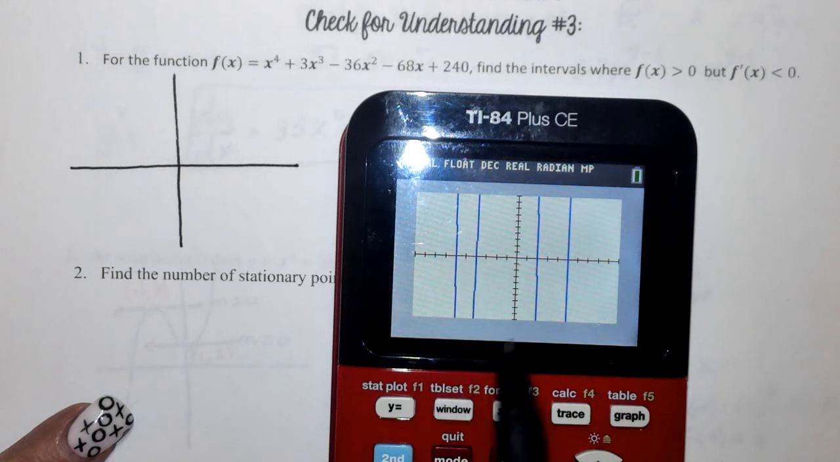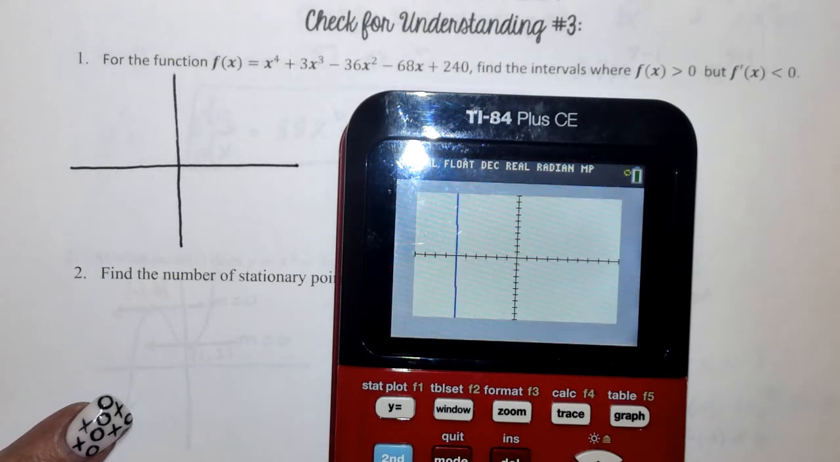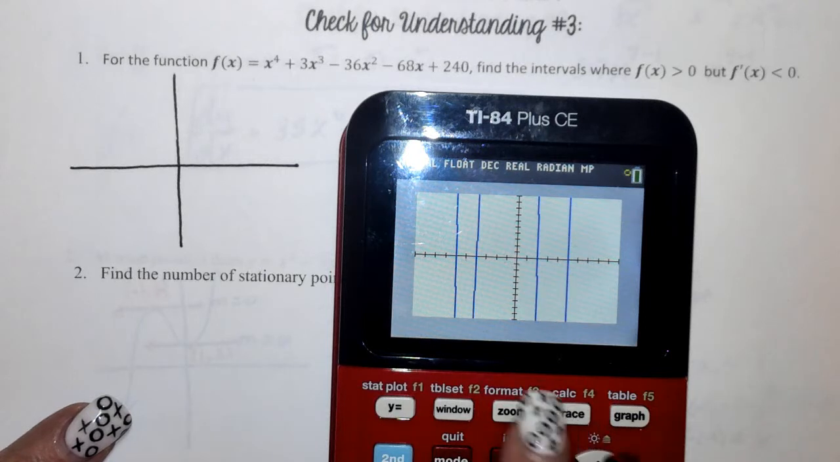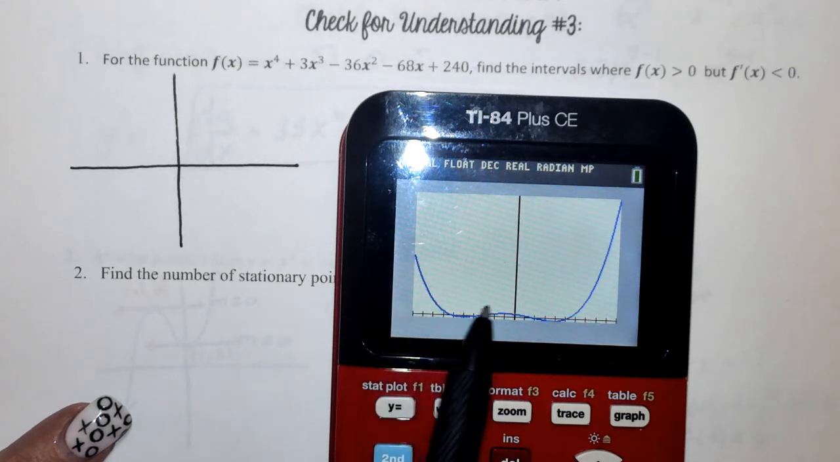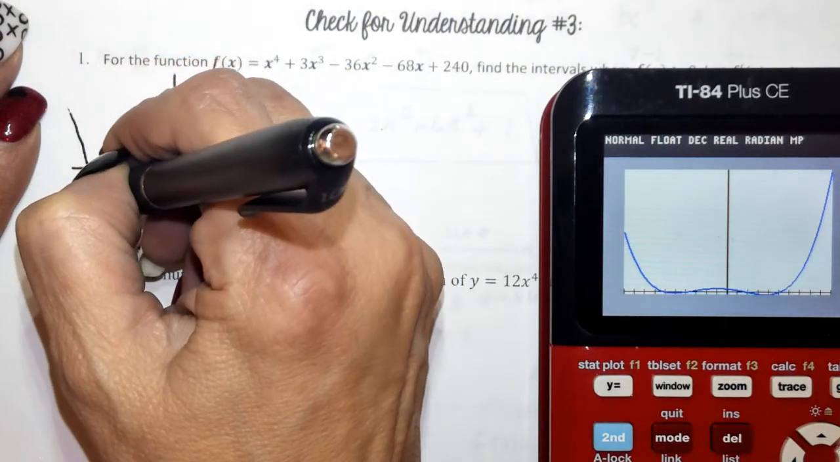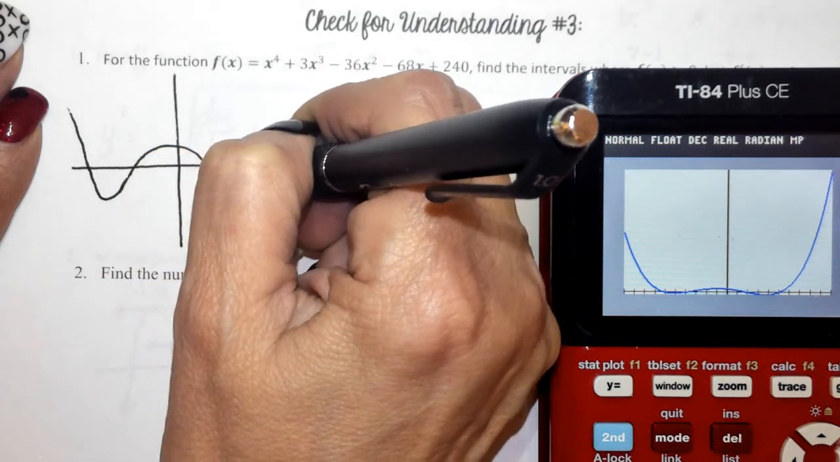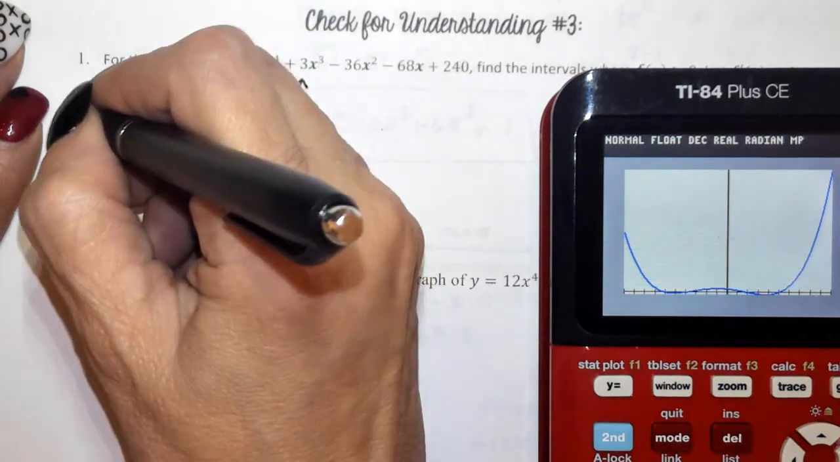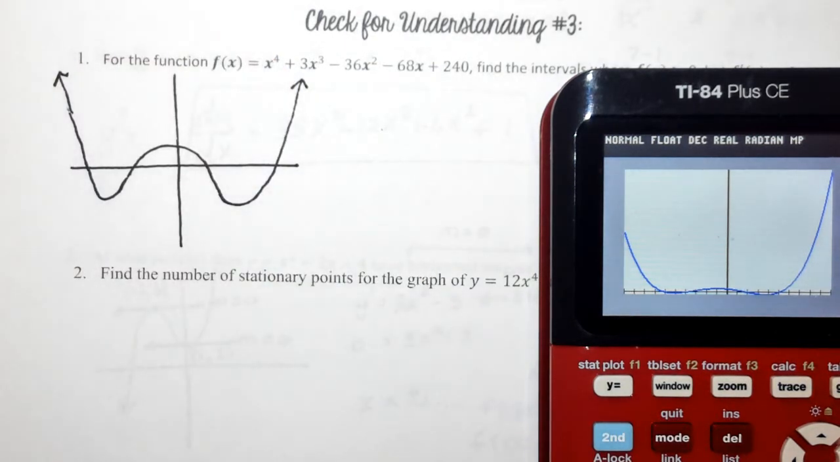Okay, so it's up, down. It's definitely got a whole lot going on. Let me see if I can zoom out a little bit and get a better picture. Not really. Let me zoom a little bit further out. Okay, so it's going down, then up, then down, then up. It looks something like this. That's what it's looking like.